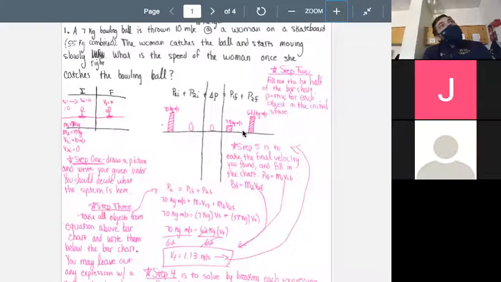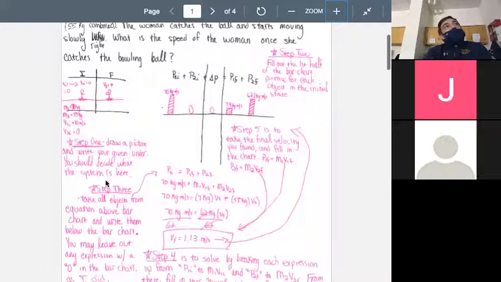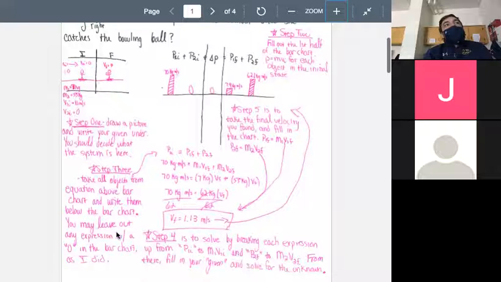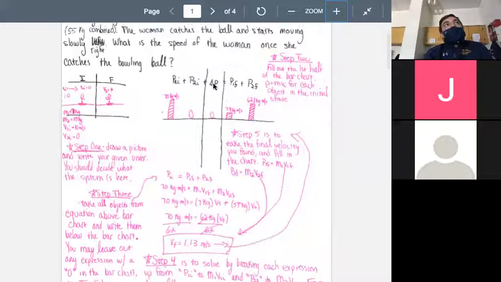Step 2, fill out the first half of the bar chart using P equals MV for each object in the initial state. Step 3, once you can go no further in the bar chart, you take all the objects from the equation above the bar chart and write them below the bar chart, like I did right here. You may leave out any expression with the 0 in the bar chart, as I did. So this 5 expression equation became a 3 expression equation, a lot less to work with.